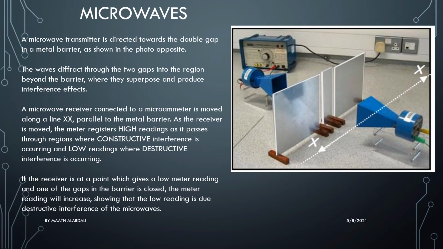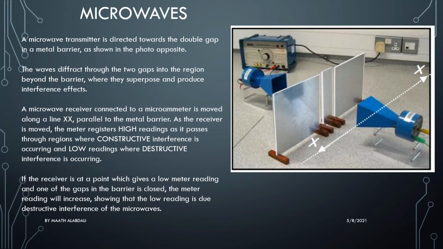Microwaves. A microwave transmitter is directed towards the double gap in the metal barrier, as shown in the photo opposite, and the waves diffract through two gaps into the region beyond the barrier, where they superpose and produce interference effects. A microwave receiver connected to a meter is moved along a line XX parallel to the metal barrier, and as the receiver is moved, the meter registers high readings as it passes through the regions where constructive interference is occurring, and low readings where destructive interference is occurring.